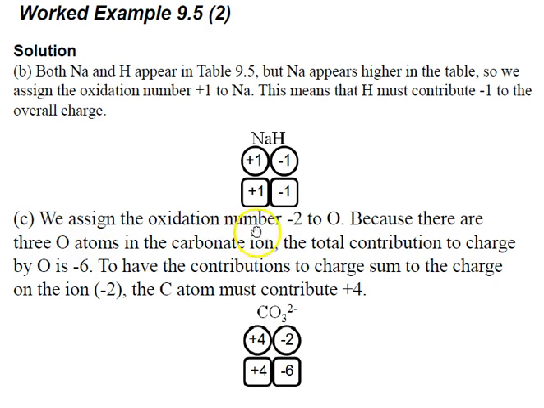So oxygen is usually -2, so we assign the oxidation number -2 to oxygen. Because there are 3 oxygen atoms in carbonate, the total contribution will be 3 times -2, which is -6. So this part of the molecule is -6. We need this to be overall -2. So to go from -6 to -2, that means this carbon must be +4. So each individual oxygen is -2. The carbon is +4. Double check yourself and make sure that your overall would be equal to the charge of your entire molecule.